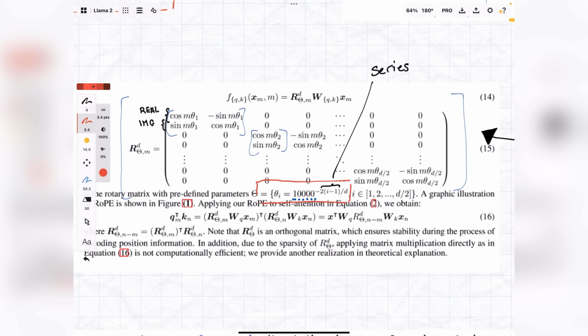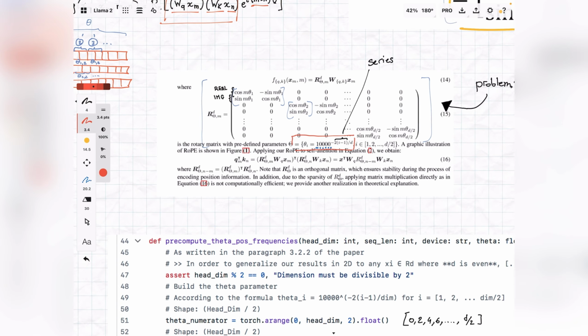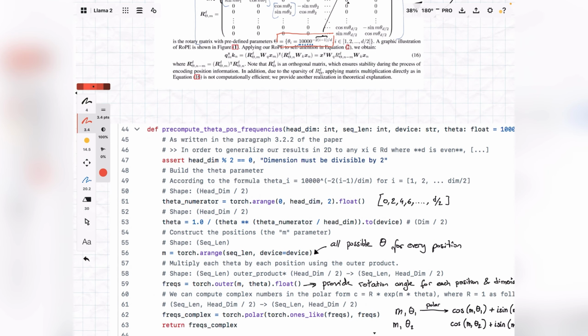Okay, so it's 10,000 to the minus 2(i minus 1) divided by d, where once again i represents which pair you are looking at in that sequence. So let's look at some code. This is the code to actually pre-compute those theta positions.